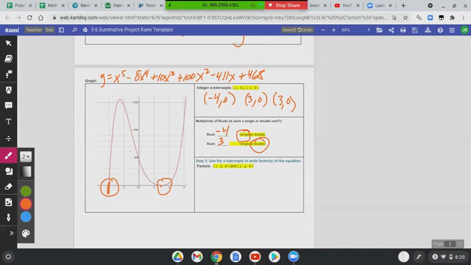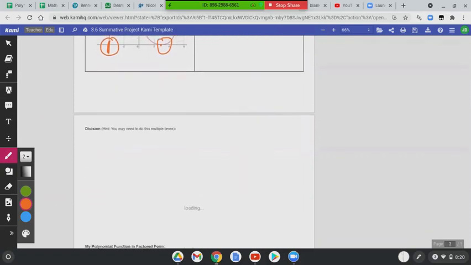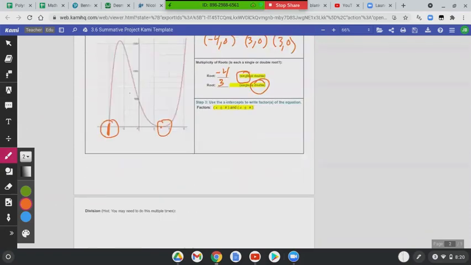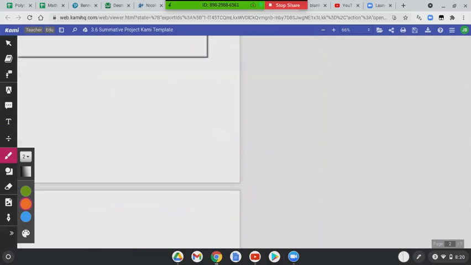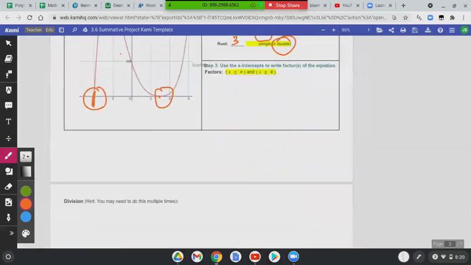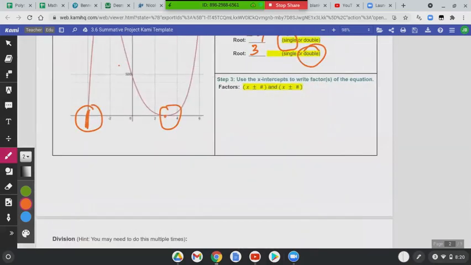So use the x-intercepts to write the factored form of the equation. All right. Well, so what I've got at this point, whoa, where did it go? So at this point, if it's x - 4, the factor is x + 4. And if it's x + 3, I get (x - 3) squared. So that's what I have so far.